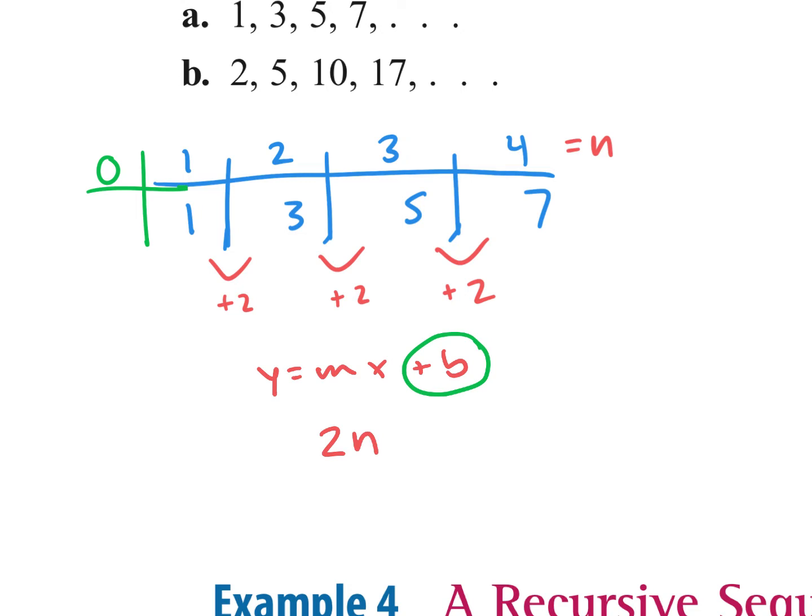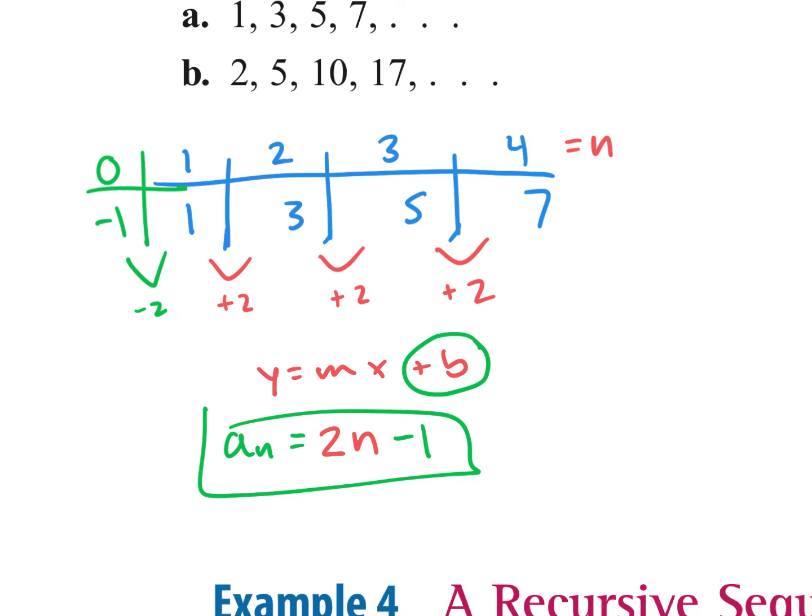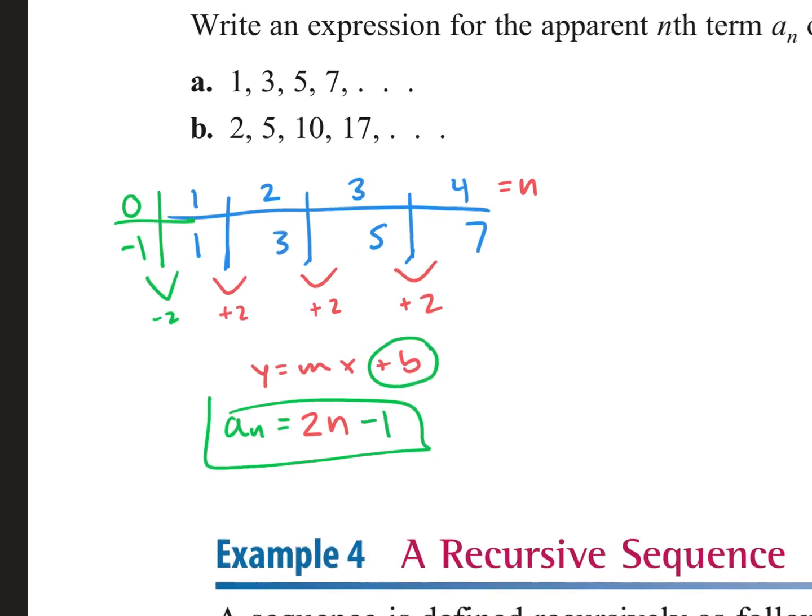So if I add 2 each time, what do you think I have to do to go from 1 to the one before? Subtract 2. So what's 1 minus 2? Negative 1. So a sub n is equal to 2n minus 1. And then I can plug in any n here. If I plug in 1 into my equation, I'll get 1. If I plug in 2, I'll get 3. If I plug in 3, I get 5. If I plug in 4, I'll get 7. So these just require you to think a little bit.